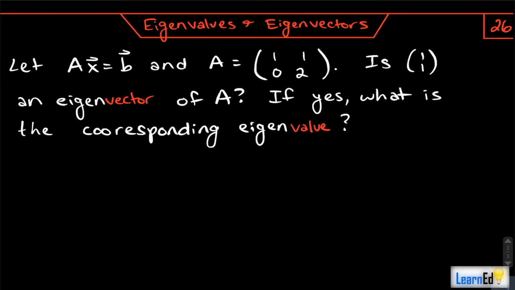Okay, so we are now on problem 26, and for this problem we're going to have that regular matrix equation Ax = b, where A is a 2 by 2 matrix, and we are trying to find if the vector (1, 1) is an eigenvector of A. If so, then what is the corresponding eigenvalue? Okay, so what is an eigenvalue? What's an eigenvector? What does that even mean?